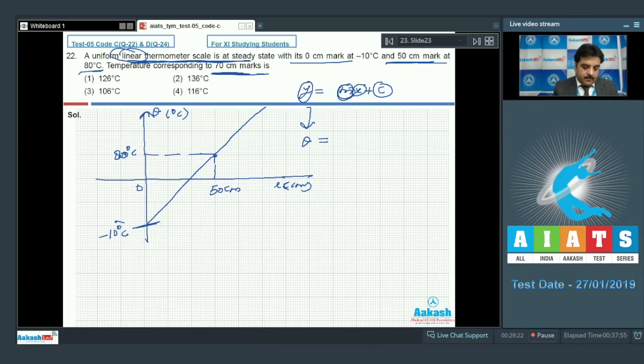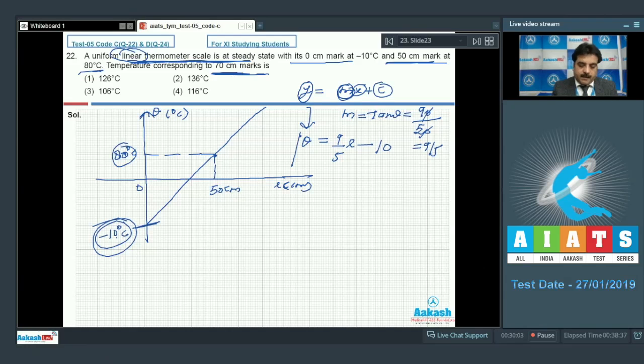So you will see from minus 10 up to 80. You know slope can be found using tan theta. m is equal to tan theta. So I will write 90, because minus 10 up to 80, perpendicular upon base, that is 50. So the zeros cancel out, and you have 9 upon 5. Right? So I will write here theta equal to 9 upon 5 into L minus c, where c is the intersecting point on the y-axis, and that is minus 10. So you will get a general equation for the calculation of theta.